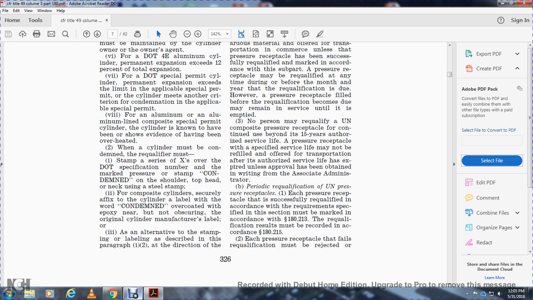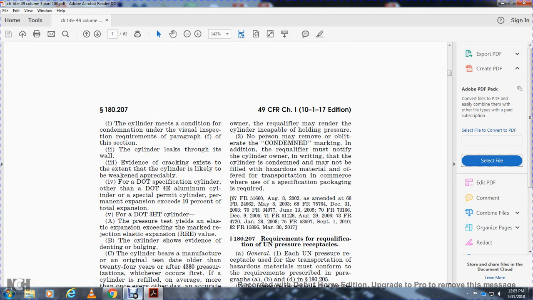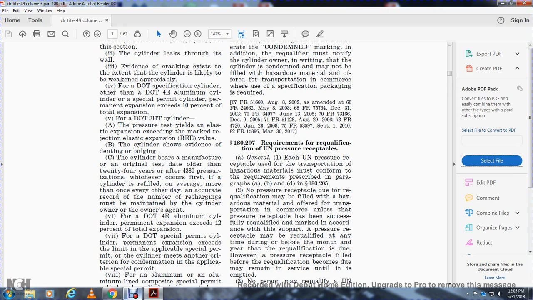For complete cylinder securely affixed with the cylinder with a label with the word condemned overcoated with the epoxy, not obscuring the original cylinder manufacturer label, and alternative with the stamping of the labeling described in paragraph 1I2 of the direction over the owner qualifier may render incapable of holding pressure for no person. Remove the operator with the condemned mark within the addition of the qualifier must notify the cylinder in writing. The cylinders condemned may not be filled with the hazardous material offered for transportation. Comments when using specification packaging is required.